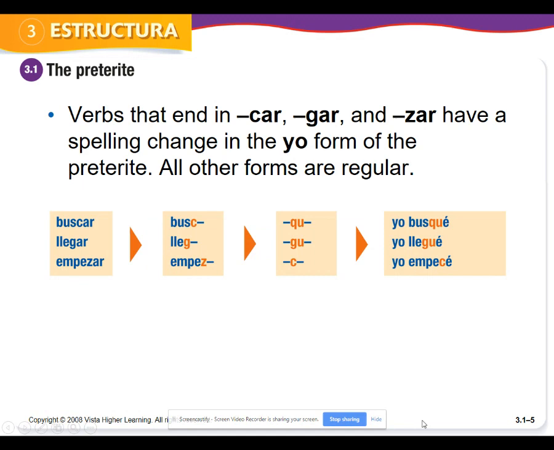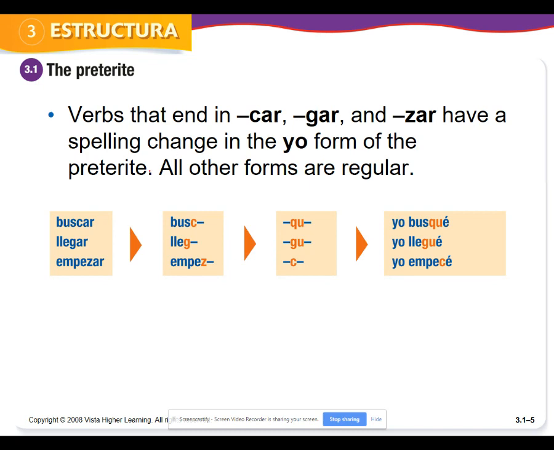All right, so verbs that end in CAR, GAR, or ZAR are going to have a spelling change in the yo form. So essentially, these are going to be your irregular yo verbs in the preterite. If they end in CAR, GAR, or ZAR, it's only in the yo form.